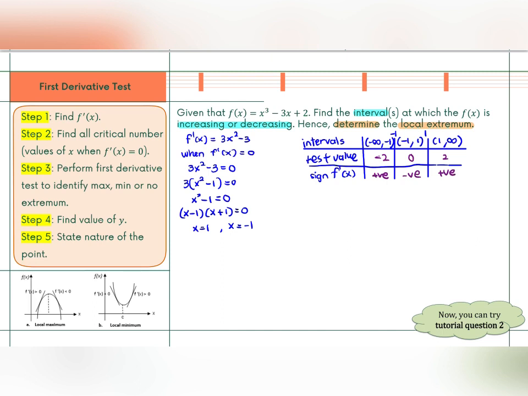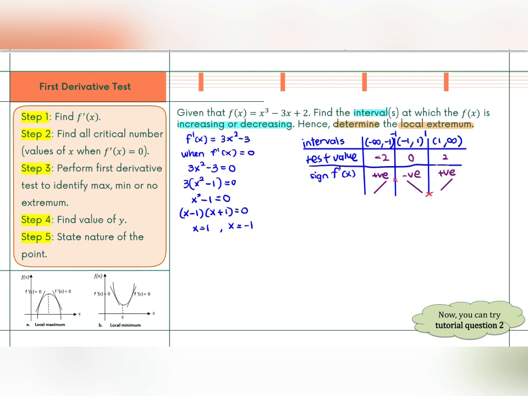Okey, apa maksud positif, negatif, positif ni? Kalau positif, our interval is increasing. Kalau negatif, our interval is decreasing. And if positive again, dia akan increasing. Now, from here, you can see the shape of our graph lah. Kat sini, dia akan jadi, here will be the maximum at negative 1 and minimum at 1.